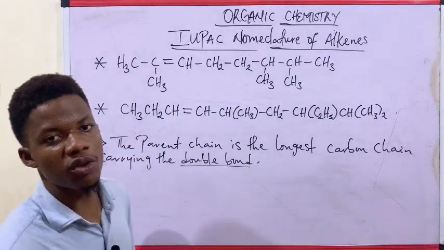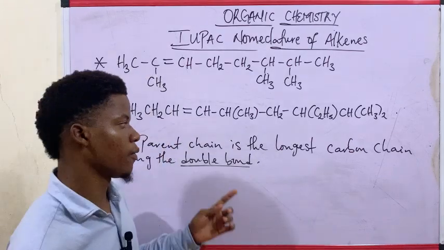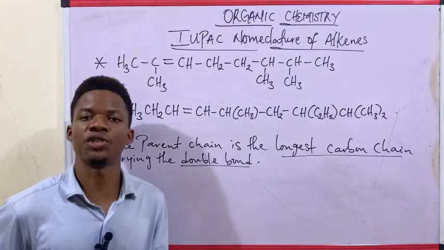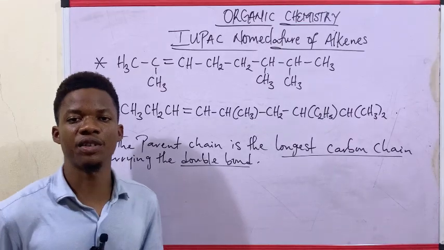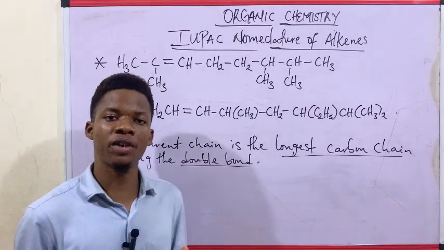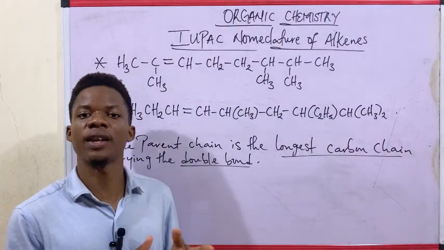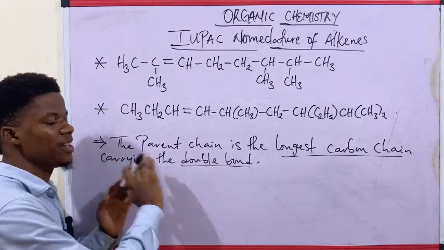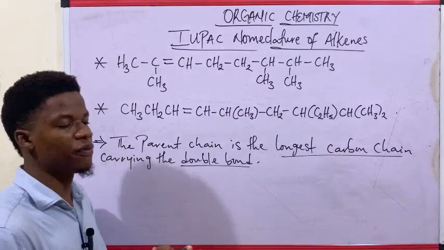So when you are trying to get the longest continuous chain, which is the parent chain, make sure that the longest carbon chain is the one that is carrying the double bond. And sometimes, for some questions I have seen, the parent chain is not actually the longest, but it is the one that carries the double bond. So please, this is the main thing. If you can understand this, then every other part is very much easy.